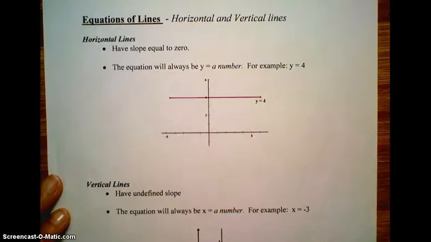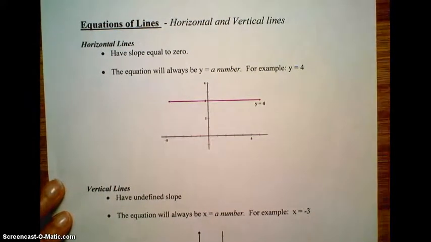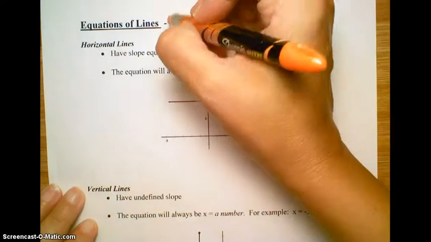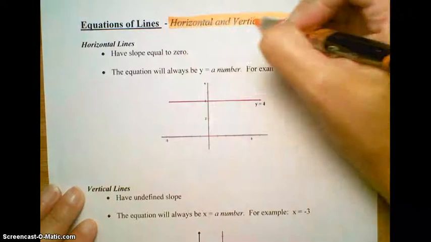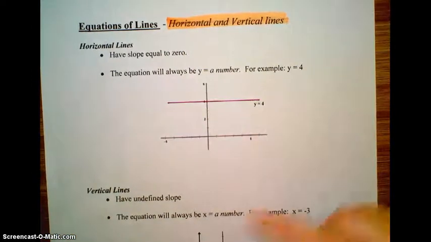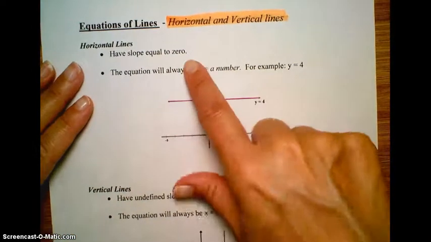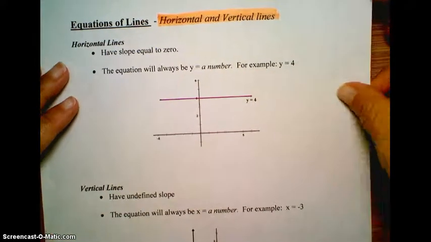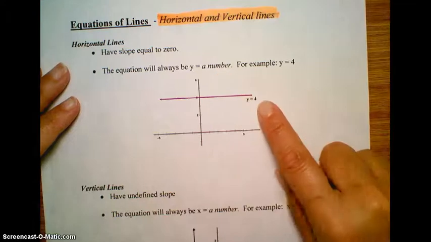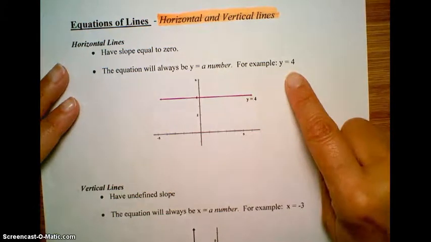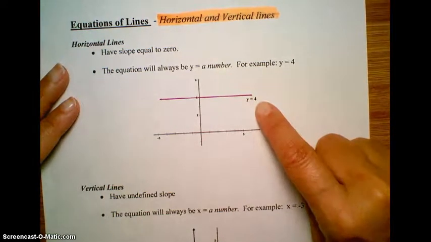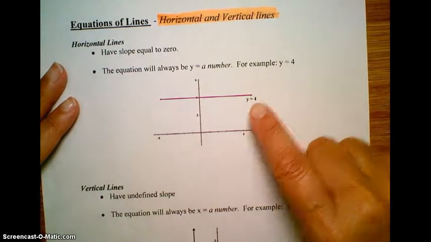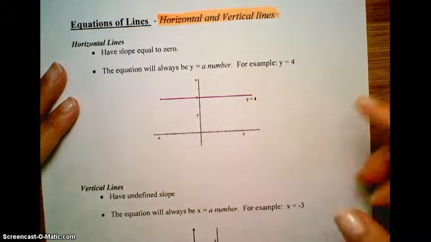Okay, on page 2, we're talking about equations of lines for horizontal and vertical lines. Once again, horizontal and vertical lines are special. They each have their own individual equations. So for horizontal lines, we're going to have a slope equal to 0. We just saw that on the previous page. Also, the equation will always be y equals a number. So in this picture, for example, I've done y equals 4. It's a horizontal line. All the points on that line will have y coordinate equal to 4, and as you move, the x coordinate will change.